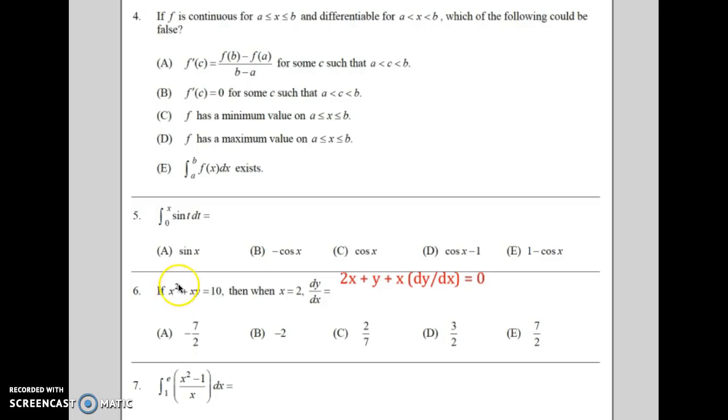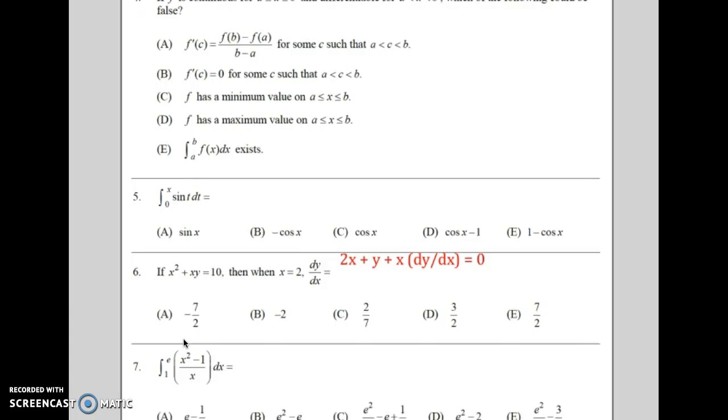So when you plug in 2 here, 2 times 3 is 6, so the y value is 6. So 2 times 2 here is 4, plus 3 is 7, and then this is 2 dy dx. So if you subtract 7 and divide by 2, dy dx is negative 7 over 2. Okay, so that's question 6.